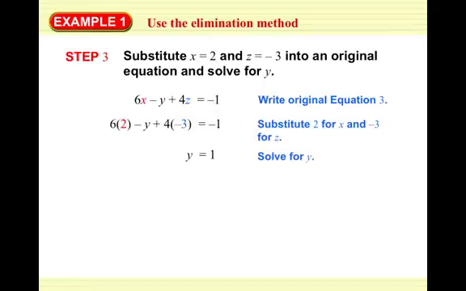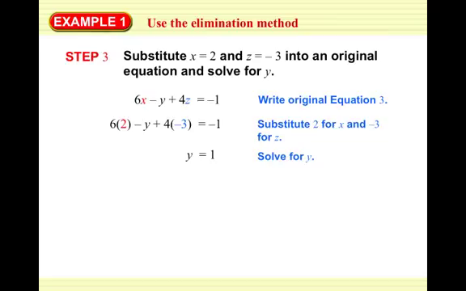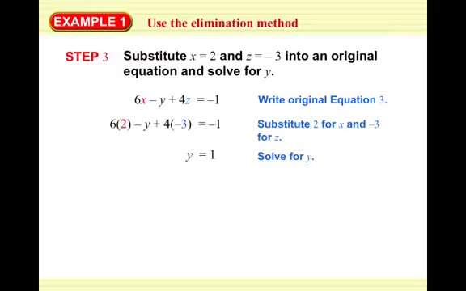So that's going to end up giving us y equals 1, because we'll get 12 minus y plus negative 12 equals negative 1. So that'll be negative y equals negative 1. Divide both sides by negative 1. You get y equals 1. So your answer to the whole system would be the ordered triple 2, 1, negative 3. Okay, 2, 1, negative 3. You want to write it as an ordered triple, just like ordered pairs.